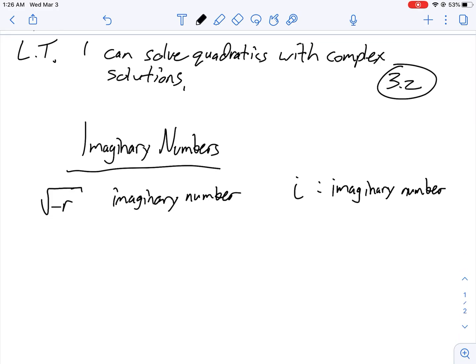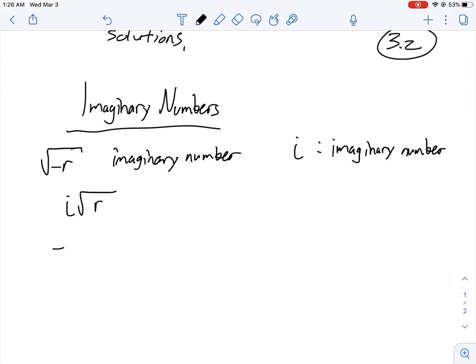Now, if I have the square root of negative r, the way that this works is I'm going to take that negative, I'm going to clear it out of the square root, and it's going to go in front as an i. The r gets left behind. Another way to look at it is if I have the square root of negative 1, the square root of negative 1 is just i. That's what this is.